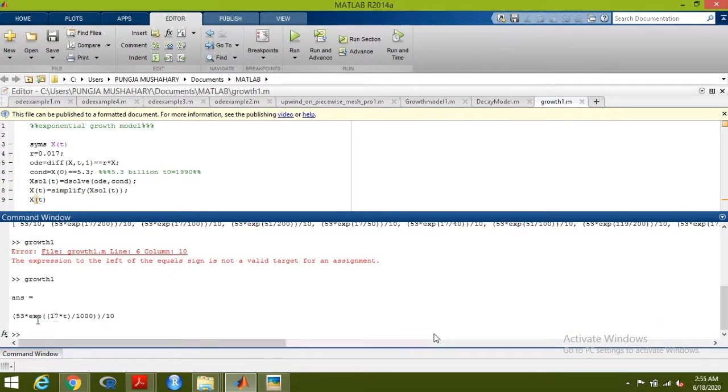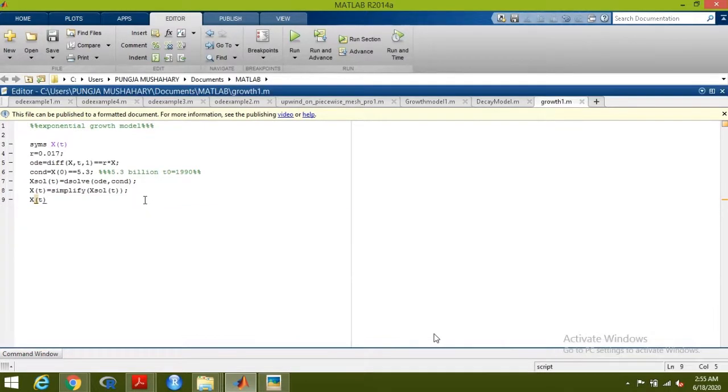Okay, so this is the solution xt. Now we got the solution. Now we will try to plot using different times, so that you can easily analyze or see the behavior of the graph, how it increases as the time increases. That means the year.